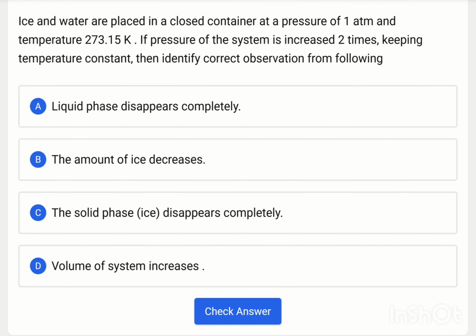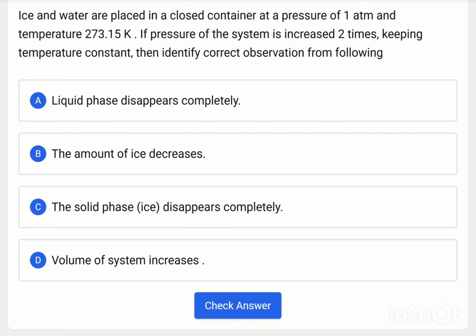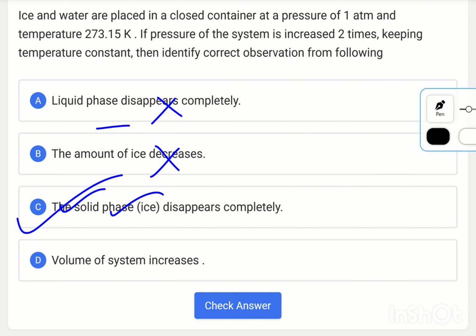Right answer. So next: ice and water are placed in a closed container at a pressure of 180 mm and temperature 273.15 K. If the pressure of the system is increased 2 times, keeping temperature constant, then identify the correct observation from the following. Okay, at constant temperature, pressure is inversely proportional to volume. So that means the liquid phase disappears completely. No, this is not my option.